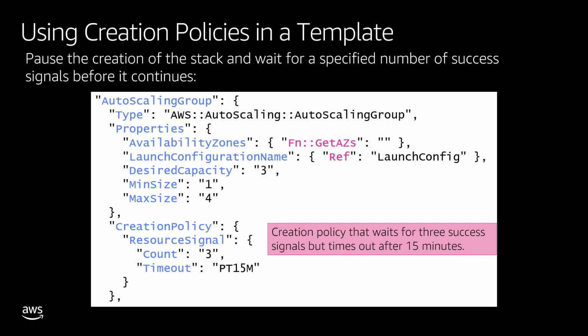You can also use creation policies. Creation policies are usually useful to wait until a certain number of resources come alive. For example, here I have a creation policy where I'm waiting for resource signals. If I don't get 3 resource signals within that timeout period of 15 minutes, this creation is going to fail. This is useful. For example, let's say you have some kind of auto scaling group, and you want to have 3 instances in that auto scaling group before you continue to the next step.